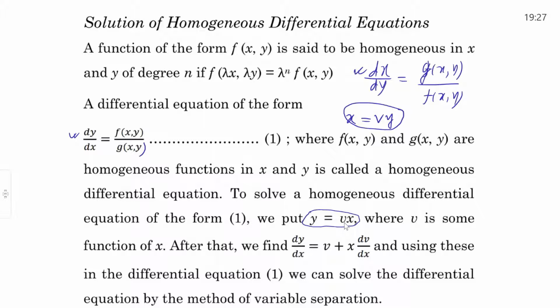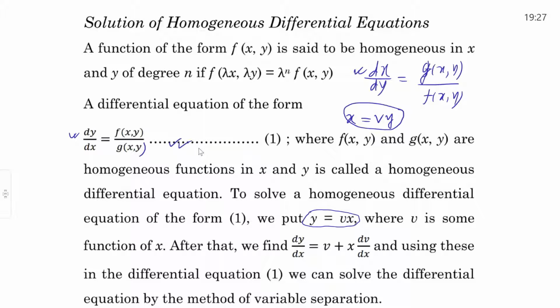This is a product function, so v into 1, since x differentiation is 1, plus x into the differentiation of v with respect to x, which is dv/dx. So from the substitution y = vx we find dy/dx, and we apply this value of dy/dx and y = vx in the entire equation 1.